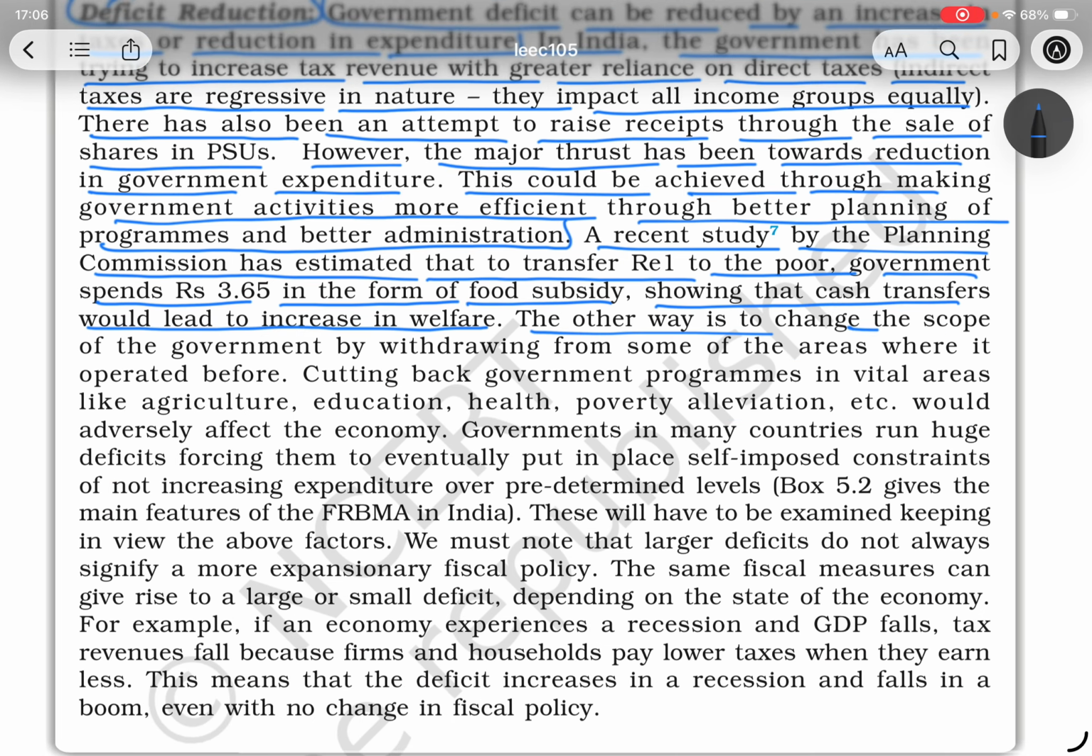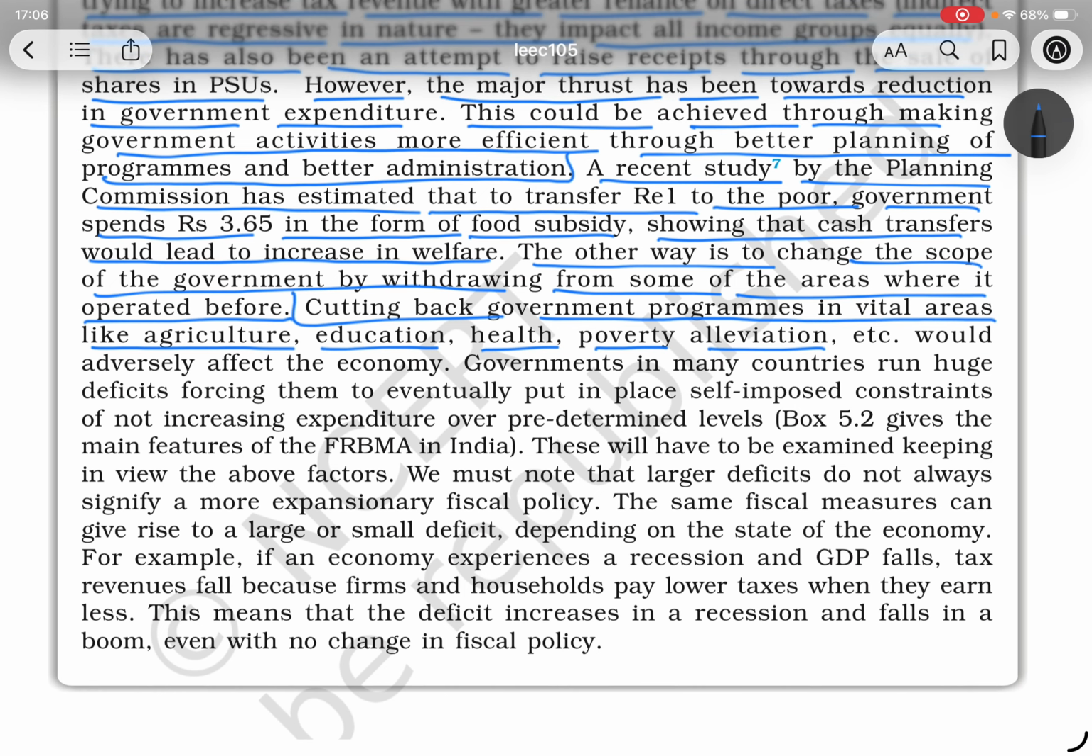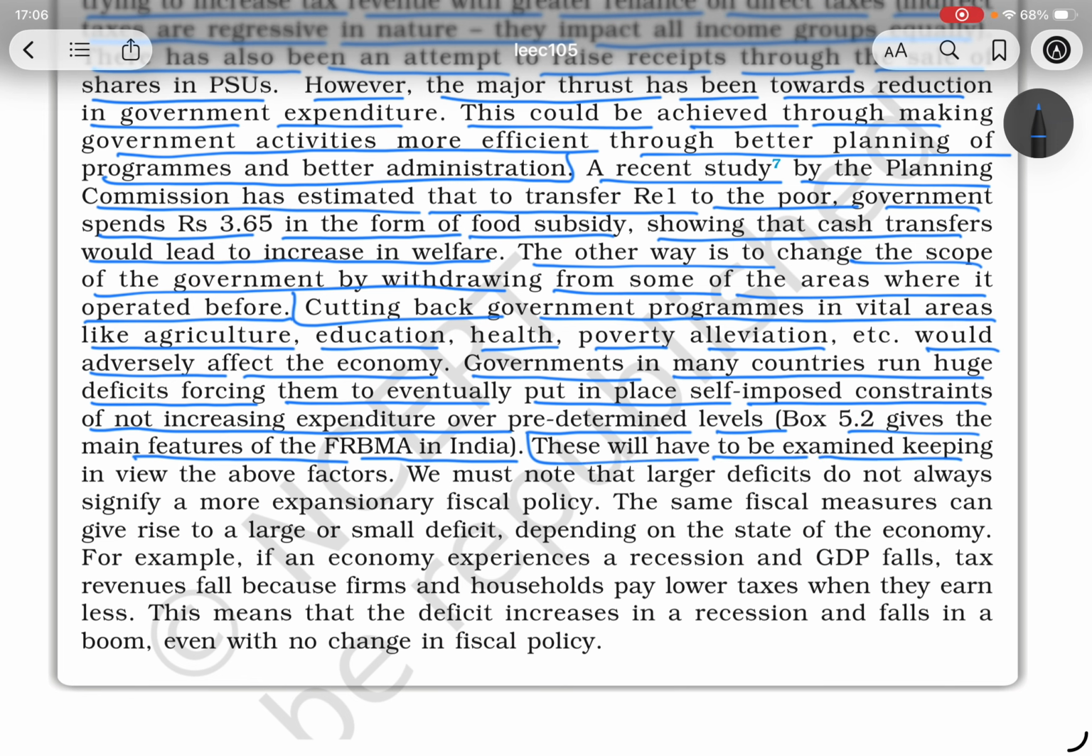The other way is to change the scope of the government by withdrawing from some of the areas where it operated before. Cutting back government programs in vital areas like agriculture, education, health, poverty alleviation, etc., would adversely affect the economy. Governments in many countries run huge deficits, forcing them to eventually put in place self-imposed constraints of not increasing expenditure over predetermined levels. Table 5.2 gives main features of the FRBMA in India. These will have to be examined keeping in view the above factors.